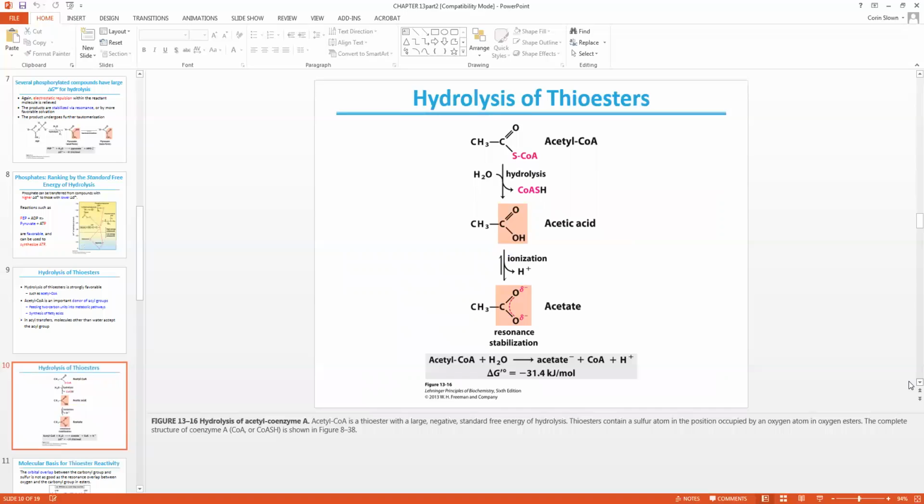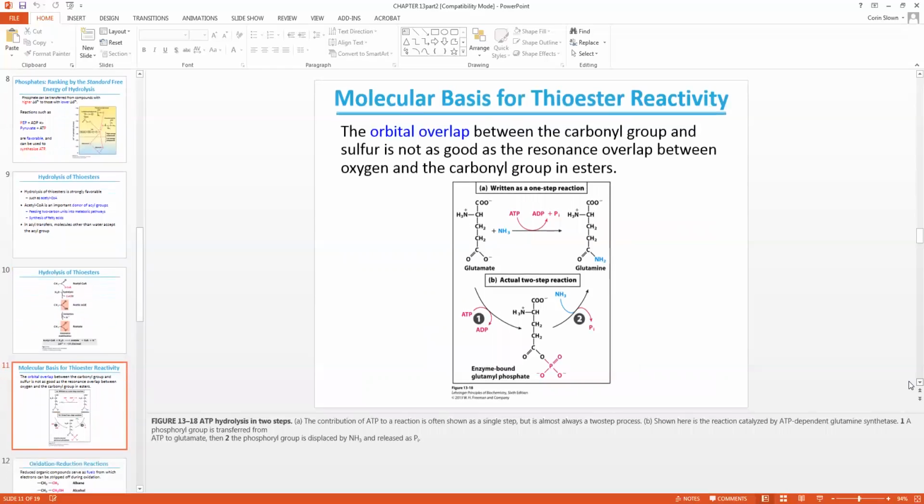Here's an example of what that transformation looks like. So acetyl-CoA is a thioester that has a large negative standard free energy of hydrolysis. Thioesters contain a sulfur atom in the position occupied typically by an oxygen atom in oxygen esters. And if you look at the complete structure of coenzyme A, you can find that in figure 8-38. You're going to notice that the business end really is this acetate.